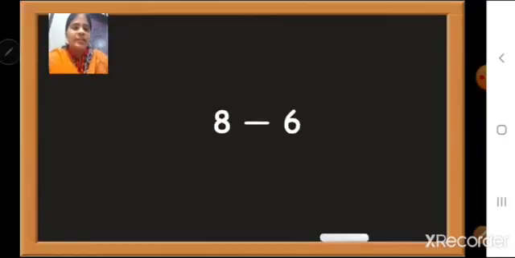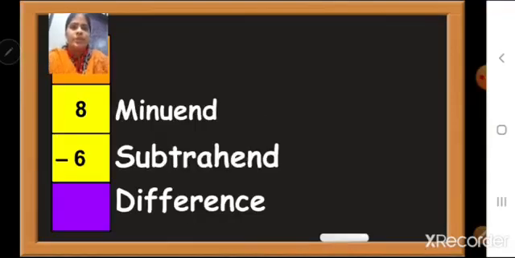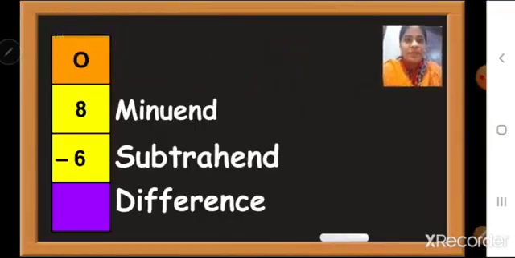Children, look at this number. What do we have? 8 minus 6. If I arrange this properly in a column, it will be this way. 8 minus 6. Now 8 is our minuend and 6 is our subtrahend. The answer that we will get is our difference. Children, these 3 words are very important because it will help you to find out the missing digits.